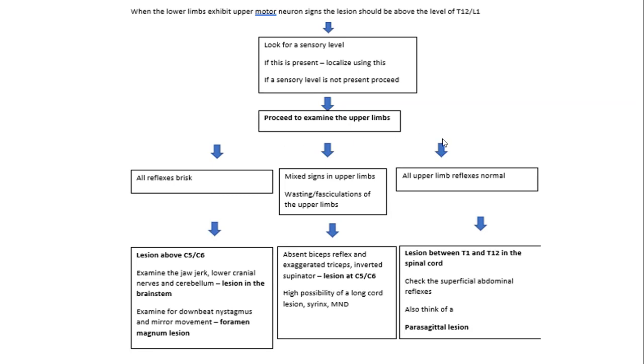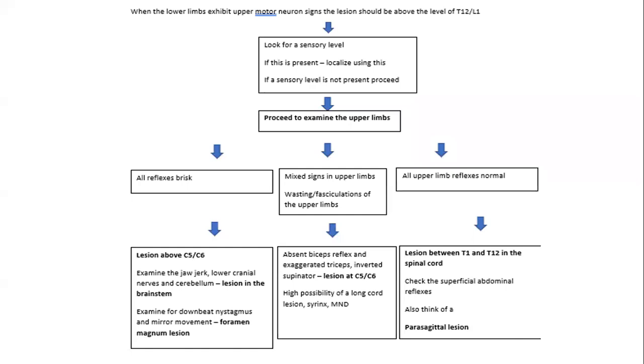Now look at this. Now, even if they don't have a sensory level in a patient with quadriparesis, in a patient with quadriplegia, you can still use various other ways to localize. So the scenario here is quadriparesis.